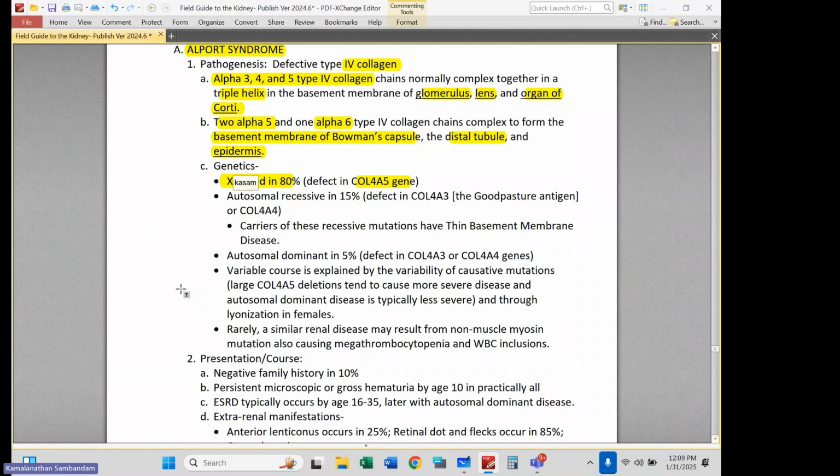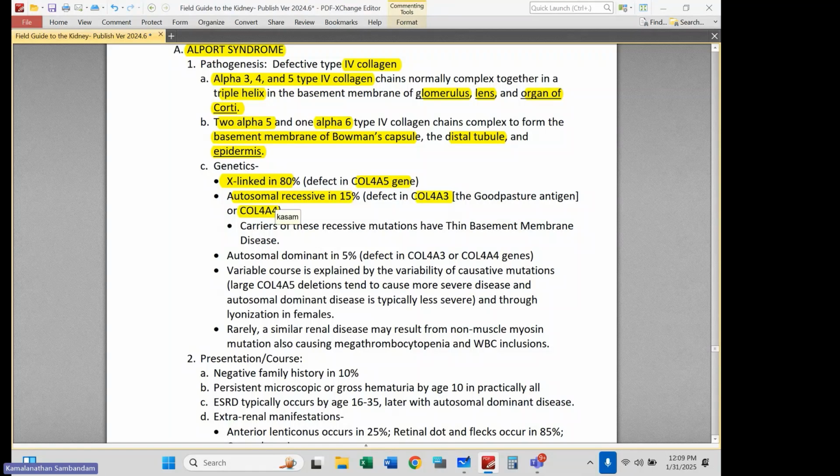All right. So again, the genetics of Alport syndrome is primarily based on mutations in the COL4A5 gene. That is the gene that codes for the alpha 5 chain of type 4 collagen. COL4A5: 4 referring to type 4 collagen, alpha 5 referring to the subunit that is most commonly mutated in Alport syndrome.